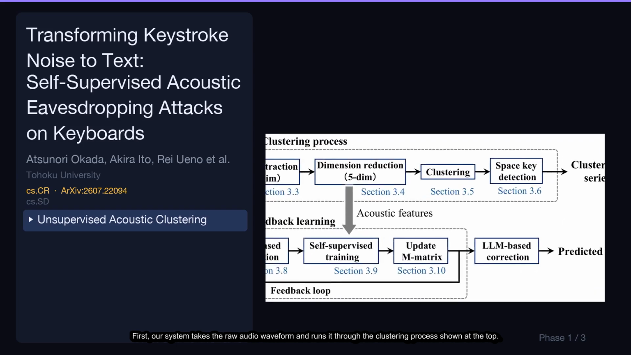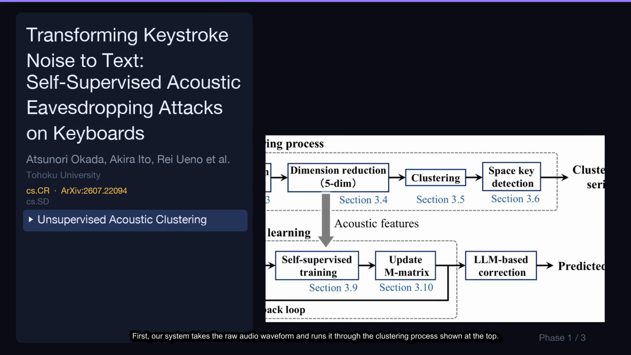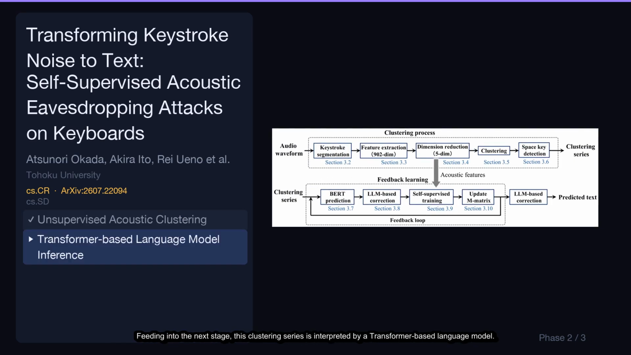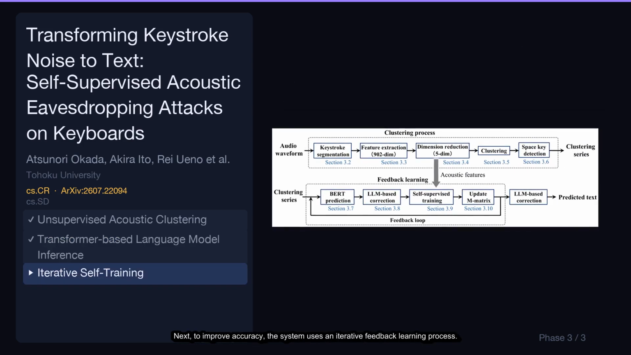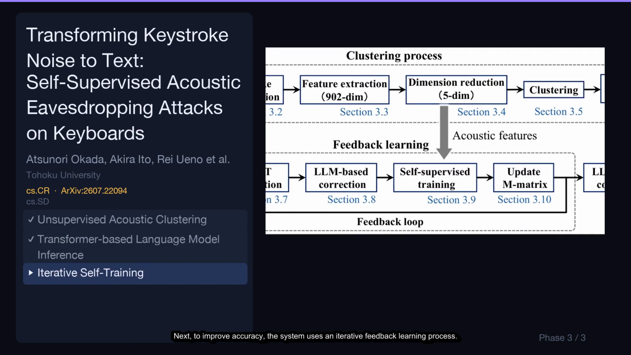First, our system takes the raw audio waveform and runs it through the clustering process shown at the top. This pipeline segments keystrokes, extracts features, and uses clustering to group similar sounds into a discrete series. Feeding into the next stage, this clustering series is interpreted by a transformer-based language model. This BERT prediction block is what initially translates those acoustic clusters into a sequence of characters. Next, to improve accuracy, the system uses an iterative feedback learning process. This loop performs self-supervised training to continuously refine the model's understanding of the keystroke sounds.